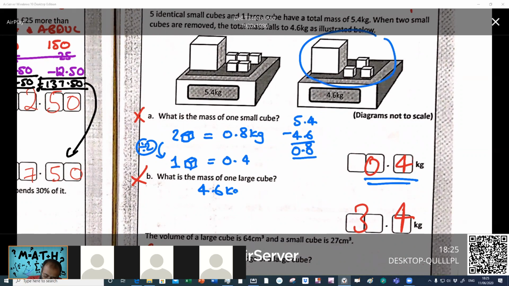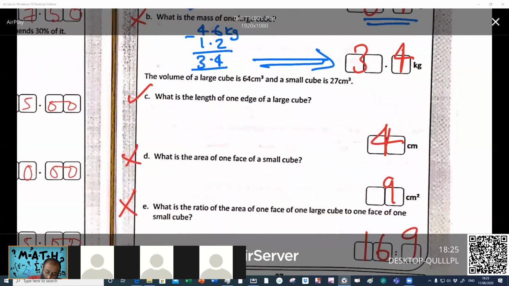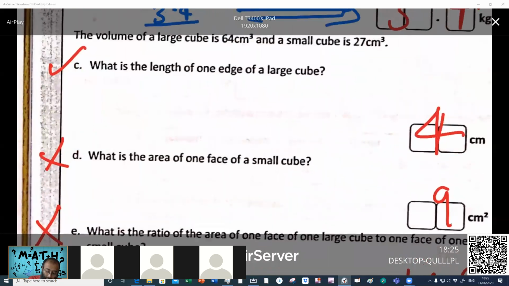Okay, 4.6 kilograms. And we got 0.4, 0.4, and 0.4. So what's 0.4 plus 0.4 plus 0.4? Give us 1.2. So 4.6 minus 1.2. Lisa, keep on going. It's 3.4. Fantastic. So you've got to remember that each one of the little ones is 0.4. You got 3 of them, so you're going to remove 1.2. Done.